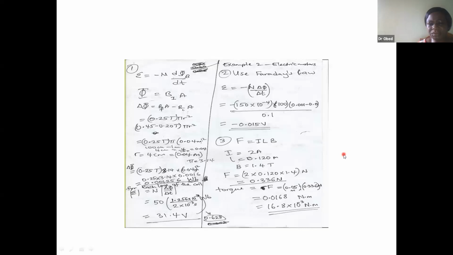So we go on to the third one, the third example.